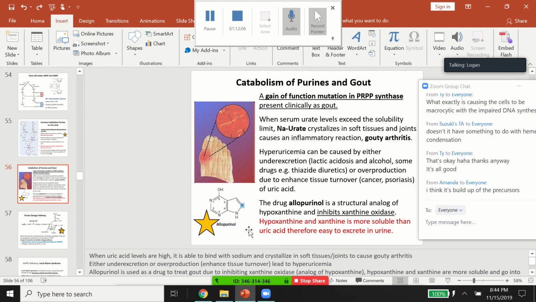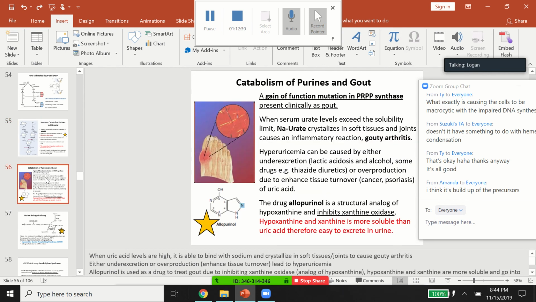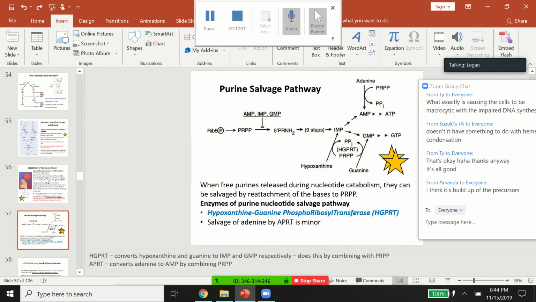Hypoxanthine and xanthine are more soluble than uric acid, therefore it's easier to excrete in urine. The reason I have that mentioned here is because allopurinol actually inhibits xanthine oxidase, the enzyme needed to form uric acid. That's the last step. But the things before that last step, hypoxanthine and xanthine themselves, are more soluble than uric acid. So you want to form more of those if you have gout, so that you're able to get rid of it.